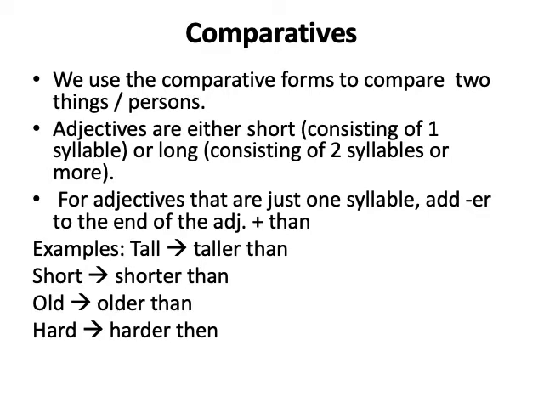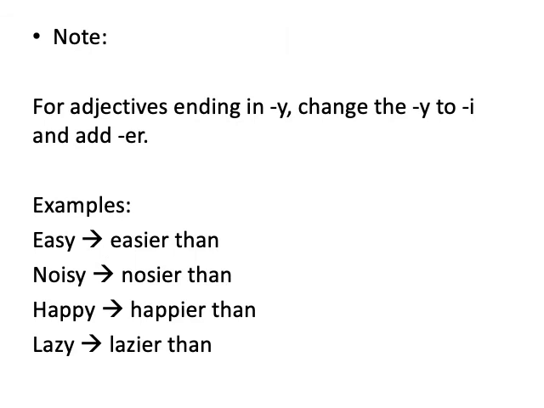For adjectives that are just one syllable, we add er to the end of the adjective وبعدها بنحط than. tall تبقى taller than, short, shorter than, old, older than, hard, harder than. Okay. في note مهمة خلي بالكم منها.